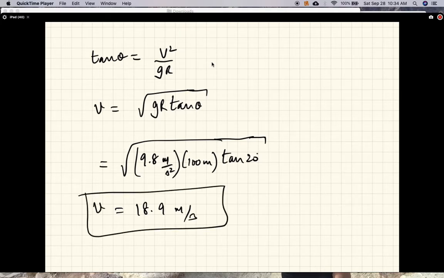10 meters per second is roughly 25 miles an hour, so this is about 45 miles an hour. So the exit speed is 45 miles an hour for this ramp. Okay, that finishes this problem.